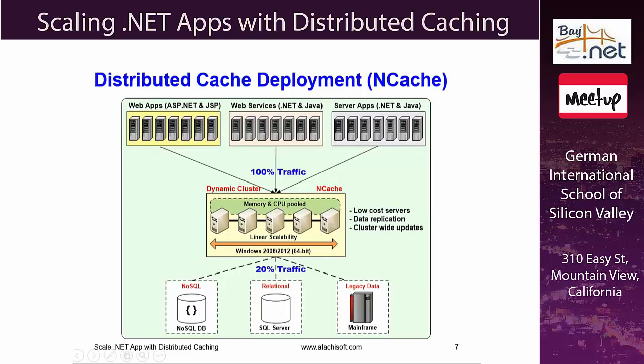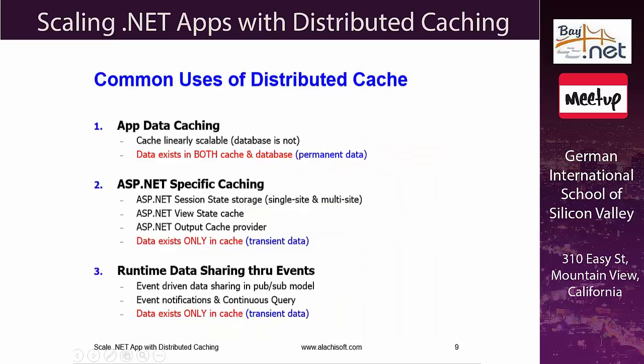If you use a distributed cache as the event engine, then it's very scalable because you can keep adding more boxes just like you would do for application data caching. So those are the three main uses of a distributed cache that you should consider using for your applications, depending on what the nature of the application is. Any questions before I go to the next part of the presentation?